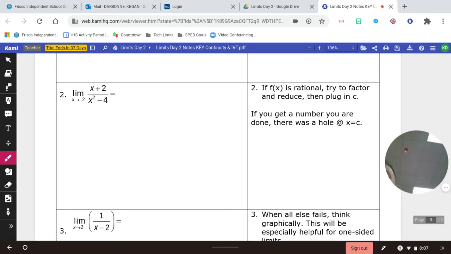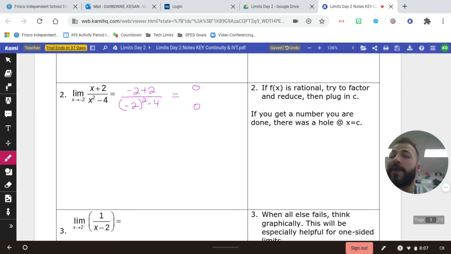Okay, so negative 2 plus 2 over negative 2 squared minus 4, we get 0 over 0. So that doesn't work. We can't have 0 divided by 0. That's a no-go. That's what we call indeterminate. We can't have an indeterminate answer. It literally says an answer we can't determine. So that doesn't make any sense.